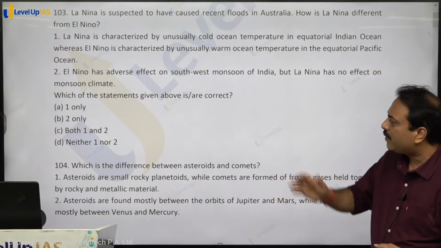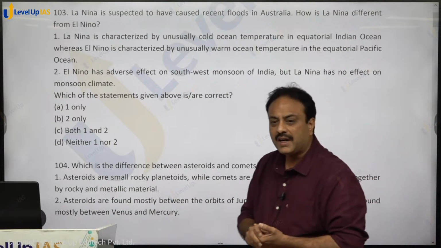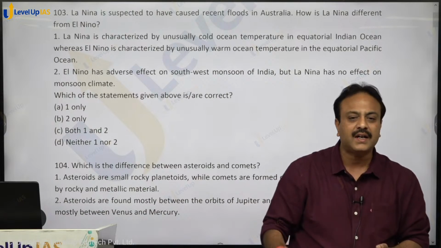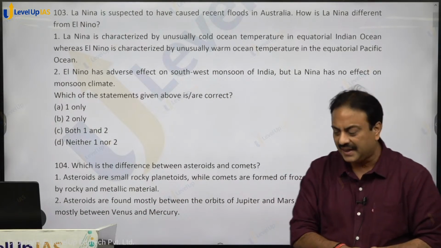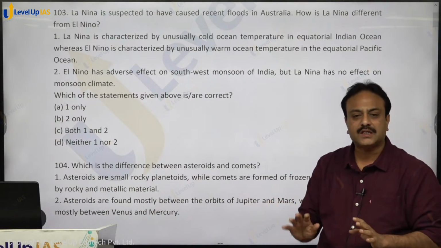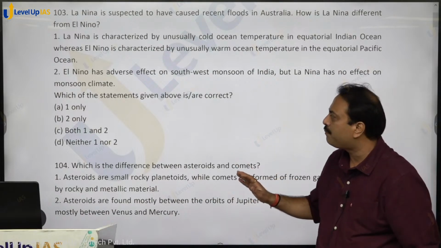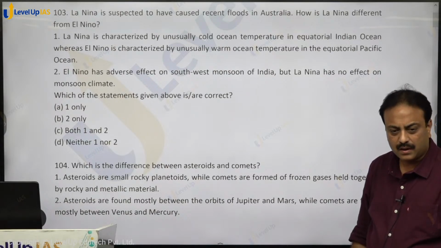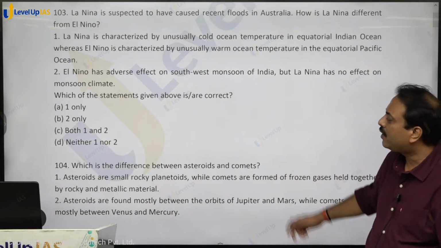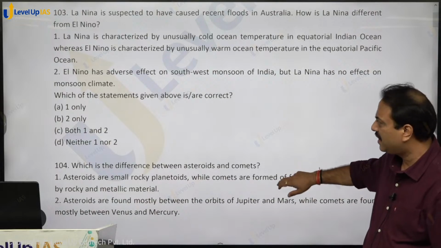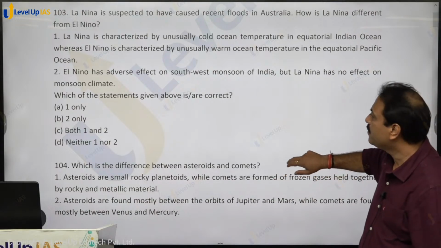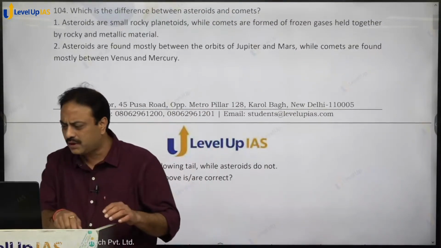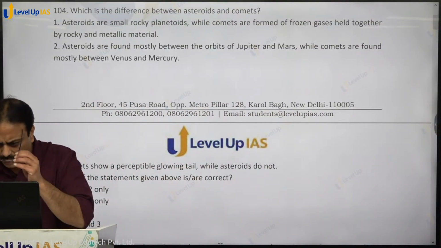But La Nina has no effect on monsoon climate. It is not like that. When La Nina is there, even then the monsoon becomes stronger. So the stronger the La Nina, the stronger will be the Indian monsoon, right? Apart from other factors playing their role, La Nina will be having an impact on the Indian monsoon. So both statements will be considered wrong. So neither one nor two, option D, D for dog, shall be the right answer. Clear on that? Next question. Have a look at the next question, question number 4.